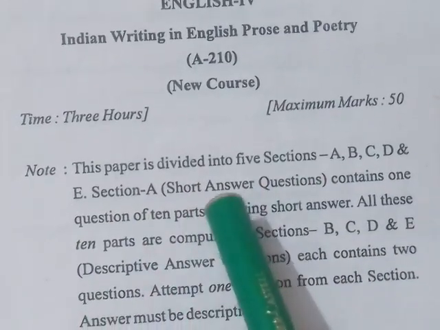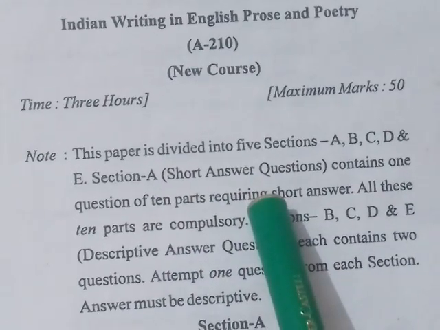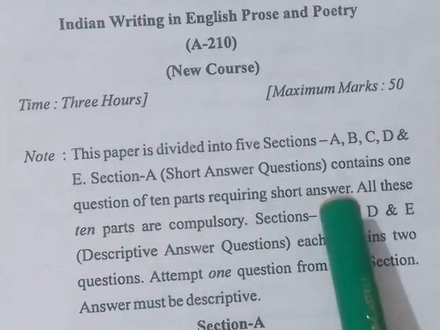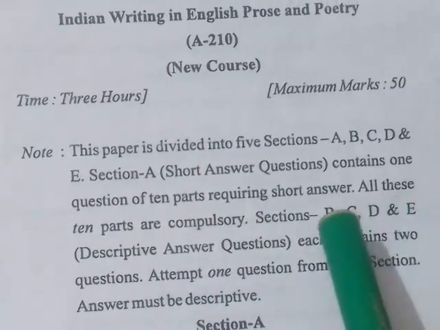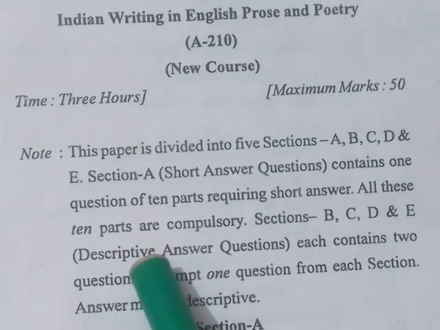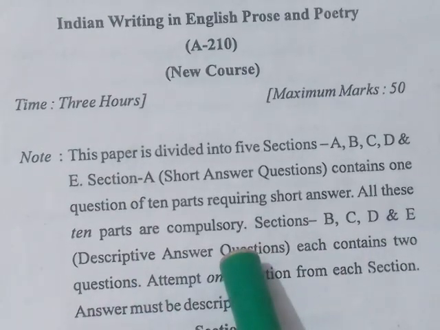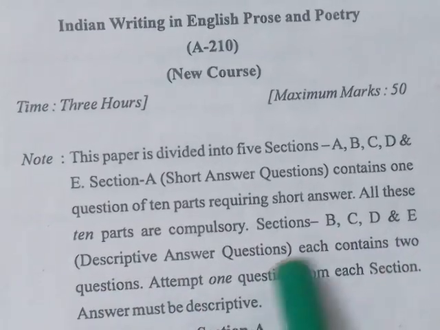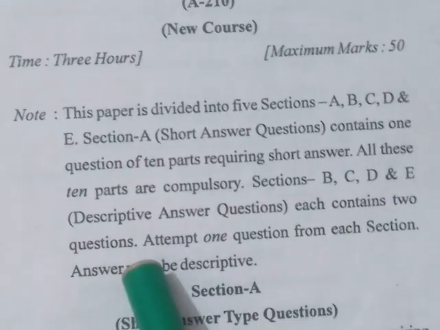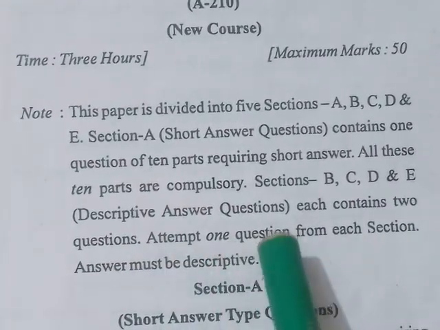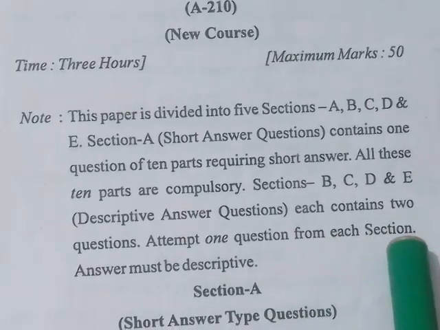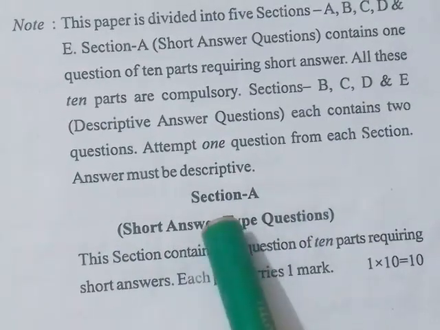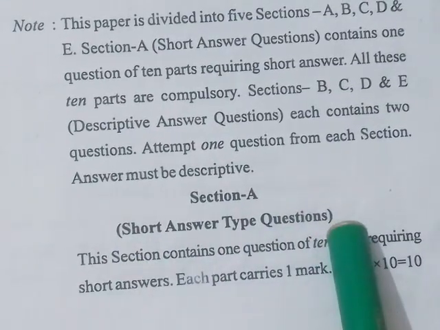Section A will have very short answer type questions and it will contain one question of 10 parts requiring short answers. All these 10 parts will be compulsory to answer. Sections B, C, D and E have descriptive answer questions. Each contains only 2 questions and you have to answer only one question from each section, and the answer will be descriptive. So now just come to Section A, very short answer type questions.